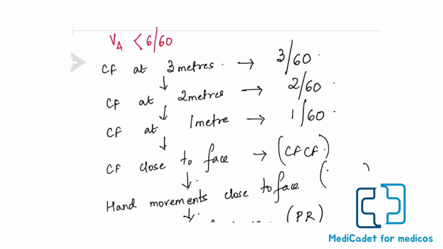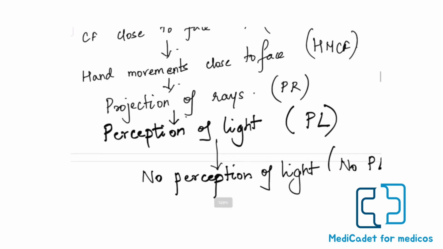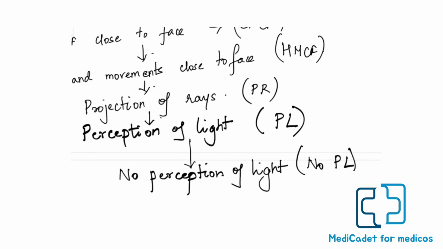If a person's hand movements close to face is also difficult, the next level below that is projection of rays. That is, the patient is able to say correctly what is the direction from which rays are being projected. If that is also defective, then the next level is perception of light. That the patient knows whether light is present or it is not present. And the last level, when even that is defective, we will say no PL or no perception of light, which is complete or absolute blindness.